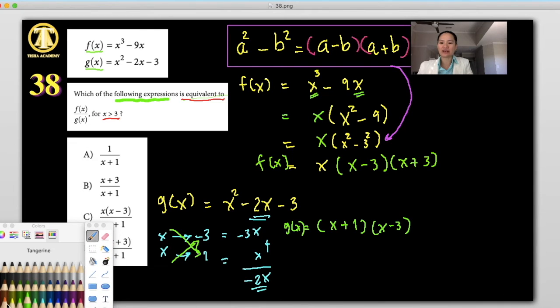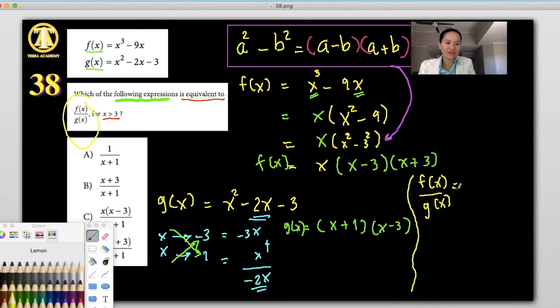Let's continue the next one together. What do they want you to find? Read the question at least twice. They want you to find f(x) divided by g(x). So I write down here: f(x) equals x times (x minus 3) times (x plus 3), and g(x) equals (x plus 1) times (x minus 3).